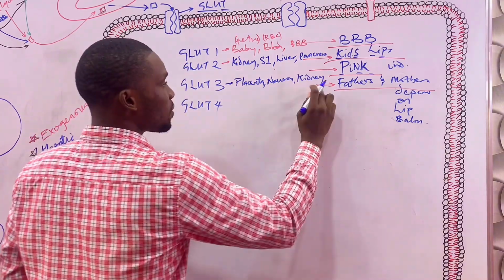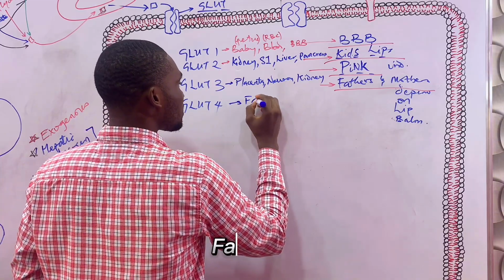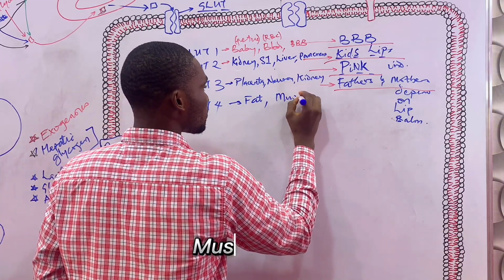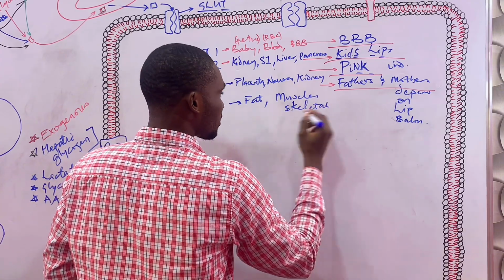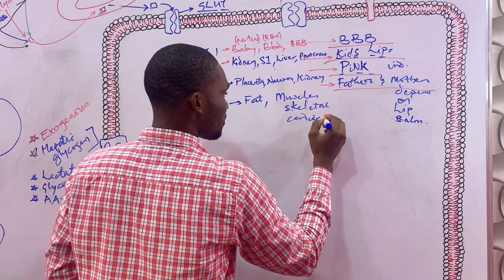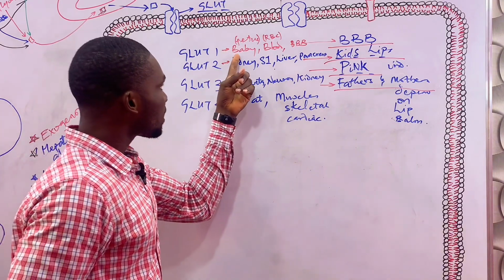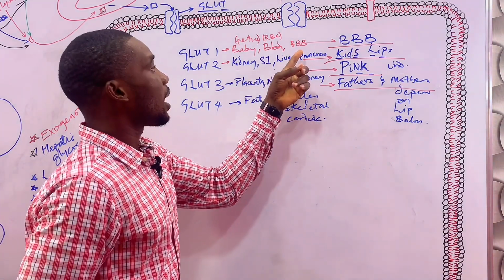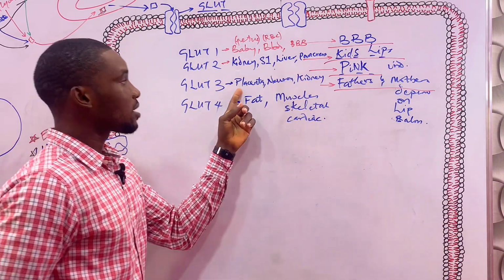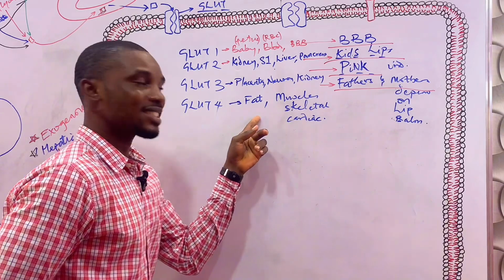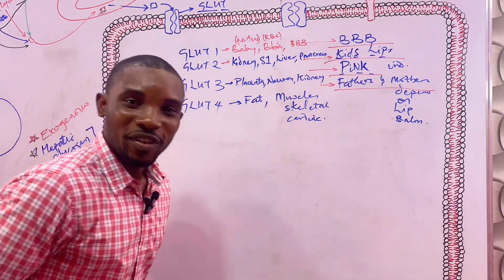Okay, so the GLUT4 is which one? Fathers and mothers, right? So we have our fats and we have our muscles. Okay, so the muscle cells, majorly skeletal muscle and cardiac muscle. So we can see that GLUT1 is found in the fetal cells, red blood cells, and BBB. GLUT2: kidney, small intestine, liver, pancreas. GLUT3: placenta, neuron, kidney. GLUT4: fats and muscles, majorly skeletal muscle and cardiac muscle.